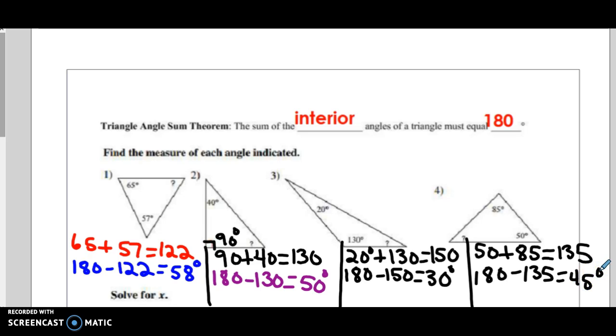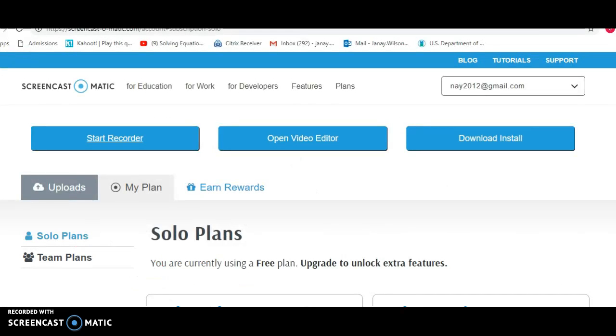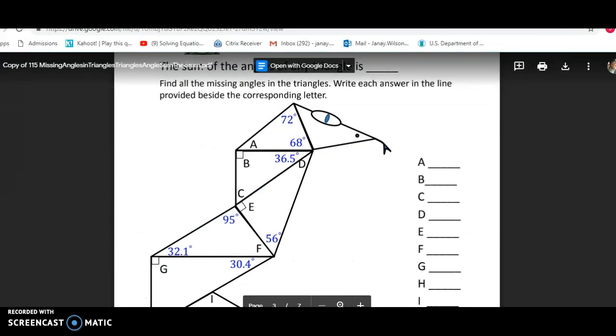Alright, so we've done the first part of the lesson, and before we continue on doing examples 5, 6, 7, and 8, I want you to try to do the practice assignment. And so your practice assignment looks like this. I want you to just do this side, the side that looks like the snake. Go ahead and try to solve for those missing angles. When you finish, go ahead and watch the second video.